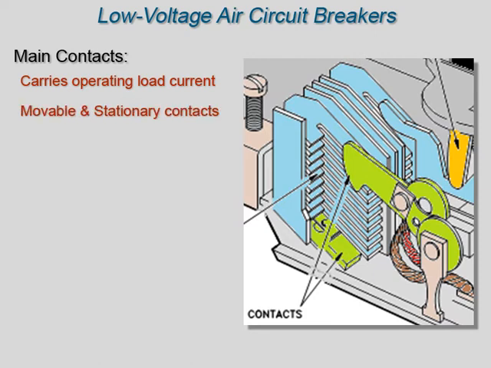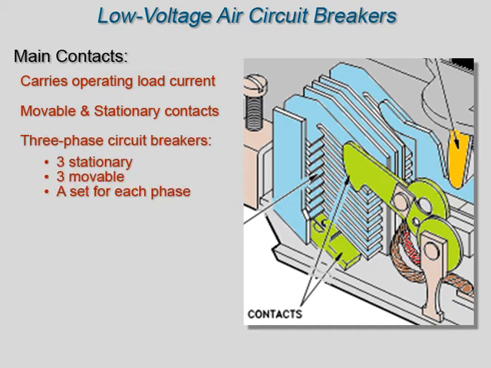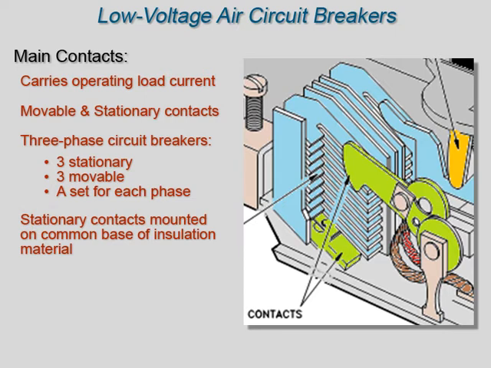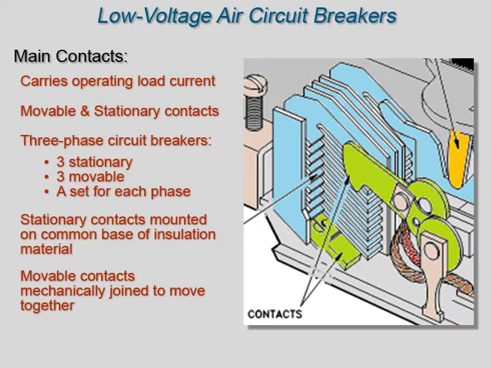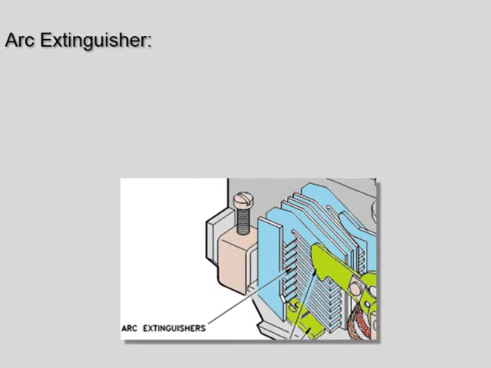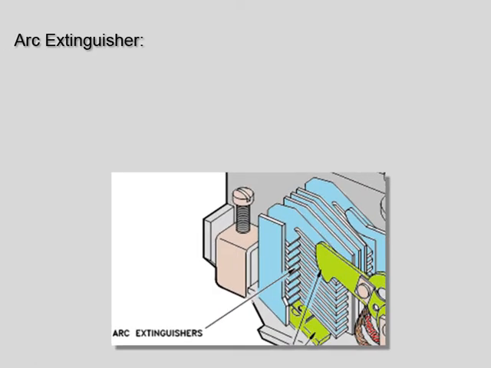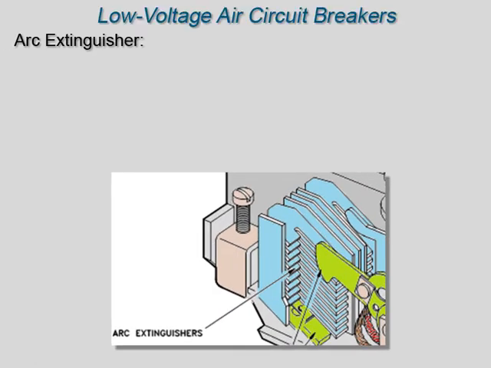Main contacts consist of movable contacts and stationary contacts. In a three-phase circuit breaker, there are 3 stationary contacts and 3 movable contacts, a set for each phase. The stationary contacts are mounted on a common base of insulation material. The movable contacts are mechanically joined to assure that all 3 sets move together. Each set of contacts has arc chutes to minimize the duration and intensity of an arc.